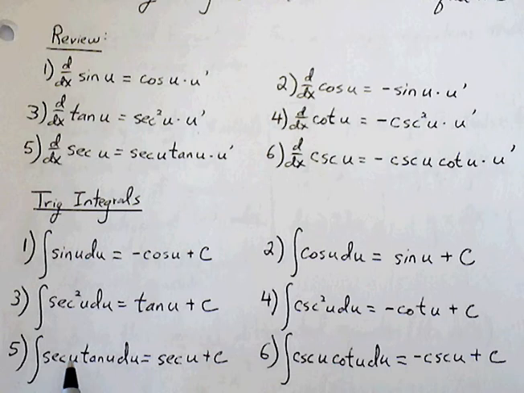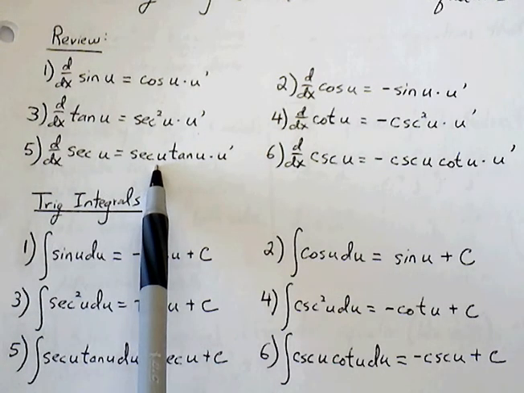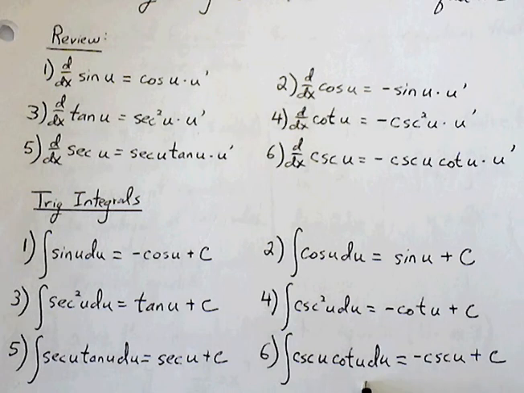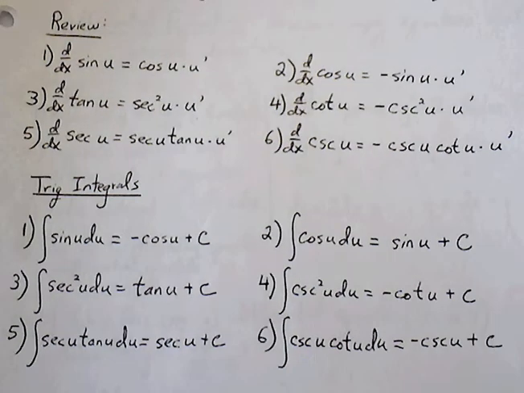Okay. Integral of secant tangent is secant u. That's coming from our derivative rule. And then integral of cosecant cotangent is coming from this rule, negative cosecant u plus c.